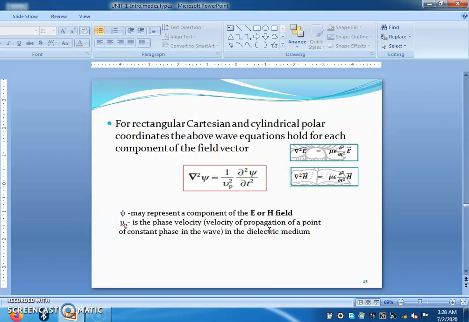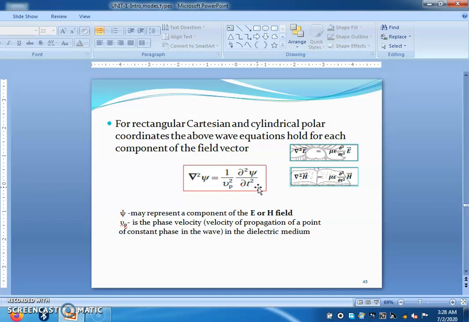For rectangular Cartesian and cylindrical polar coordinates, the wave equation holds for each component of the field vector. What are the wave equations? These are the wave equations as we have already seen in the previous lecture. Del square E is equal to mu epsilon dou square E by dou t square, and del square H is equal to mu epsilon dou square H by dou t square. So the generalized wave equation can be written like this: del square psi is equal to 1 by Vp square dou square psi by dou t square.